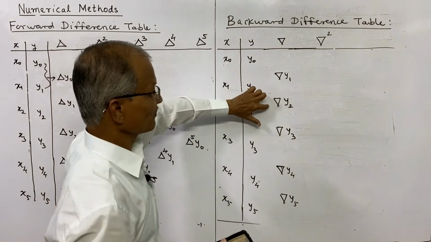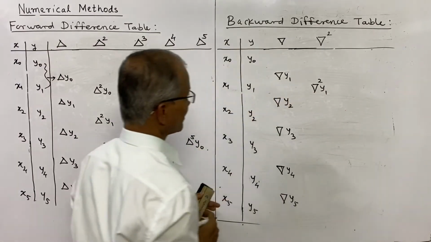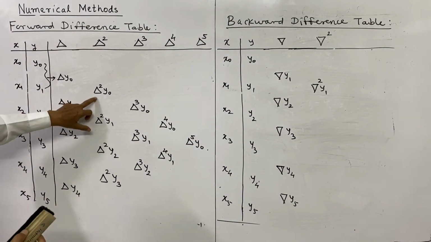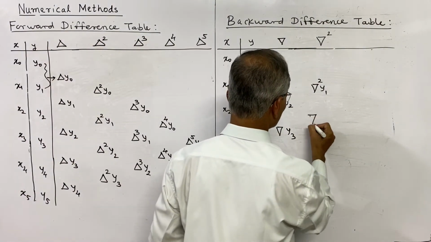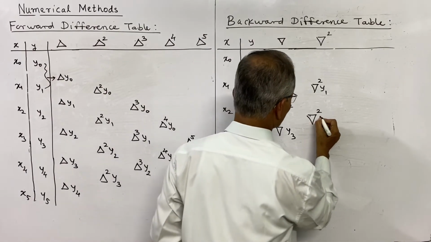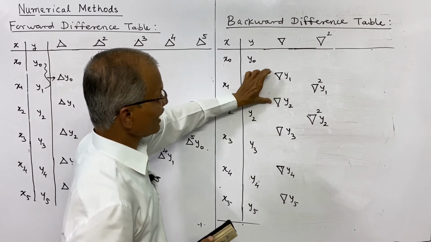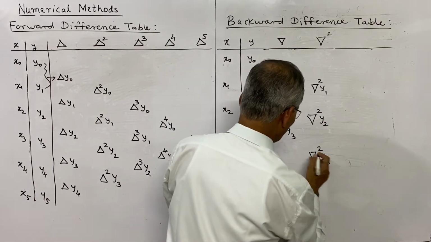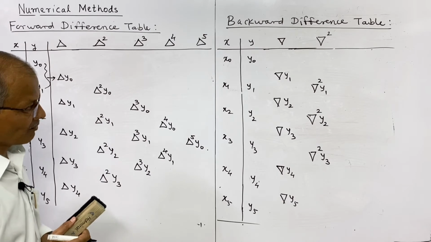Now del square. Del square will be the difference of these two, del y2 minus del y1, so that will be del square y2. Similarly, del y3 minus del y2 is del square y3. Likewise, each del square value is the existing value minus the previous value.